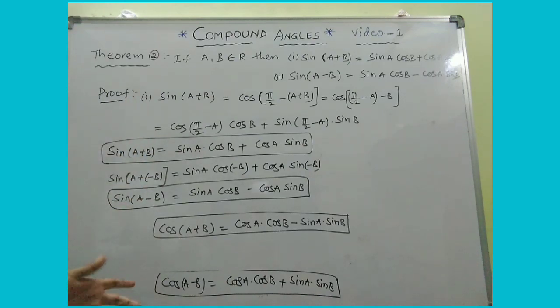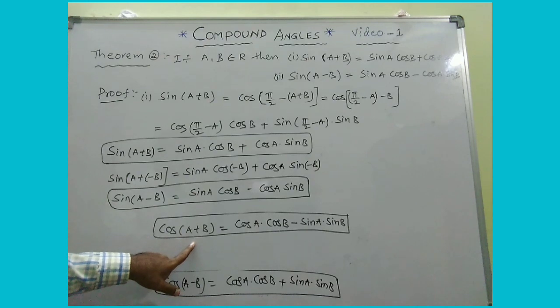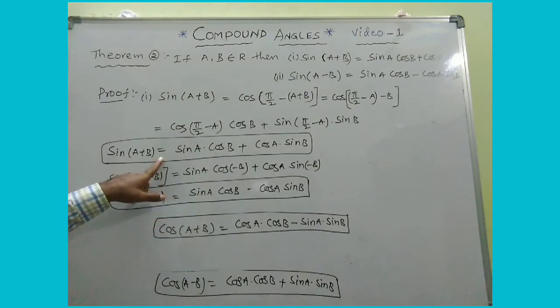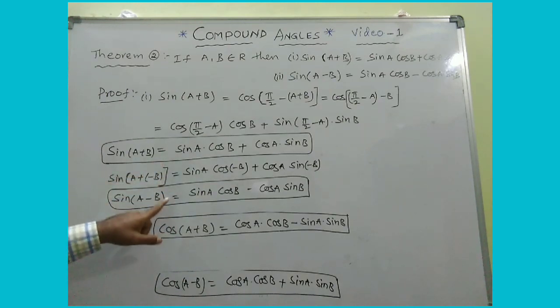Try to recall. Formula number 1, cos of A plus B. Formula number 2, cos of A minus B. Formula number 3, sine of A plus B. And number 4, sine of A minus B. So, the most important formulas with proof, we discussed here now. Okay?